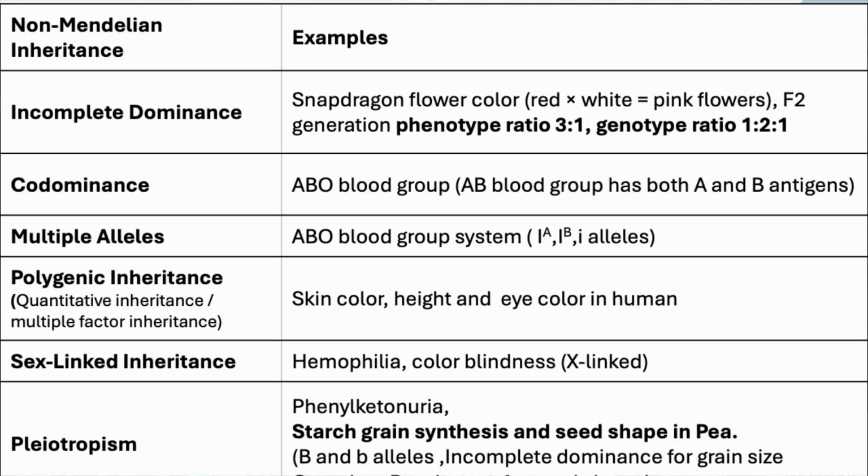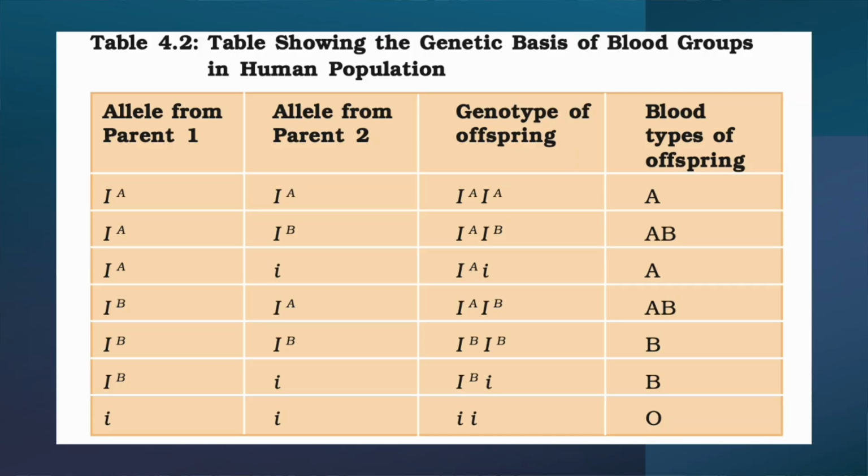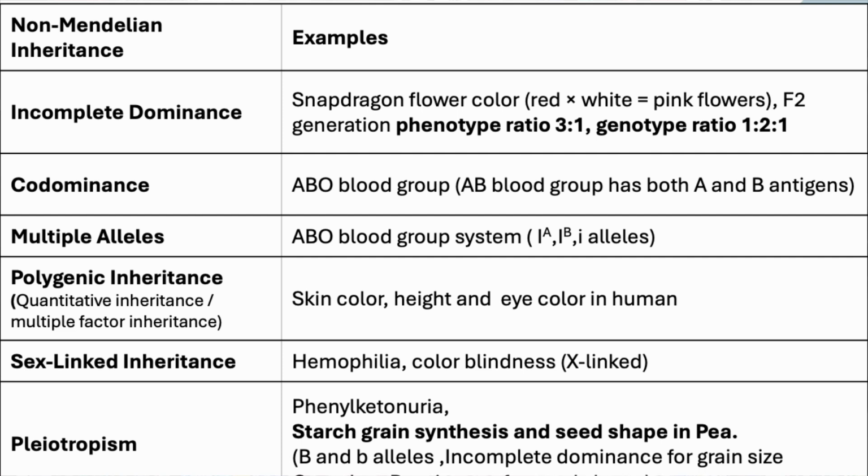Under non-Mendelian inheritance, work out and learn all the examples mentioned on the screen, like incomplete dominance, the different crosses and the result in Snapdragon, codominance and multiple allelism based on human blood grouping. Then when you come to pleiotropism, learn the complete dominance and incomplete dominance exhibited by the pea plant for the traits starch grain synthesis and seed shape. Work out and learn all these.